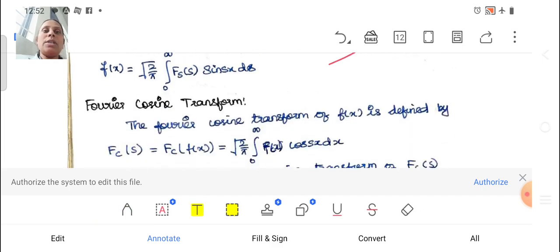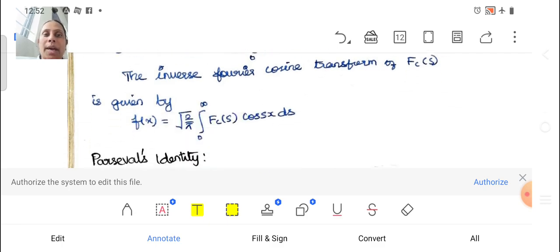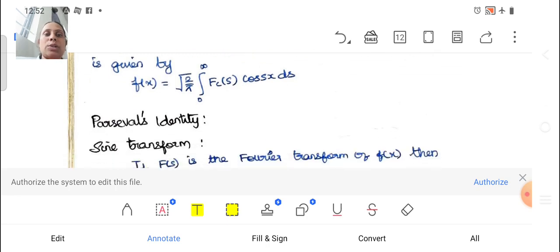Next we are going to see about the Fourier cosine transform. The Fourier cosine transform of f of x is defined by Fc of s equal to Fc of f of x equal to root 2 by pi, integral 0 to infinity, f of x cos sx dx. The inverse Fourier cosine transform of Fc of s is given by f of x equal to root 2 by pi, integral 0 to infinity, Fc of s cos sx ds.